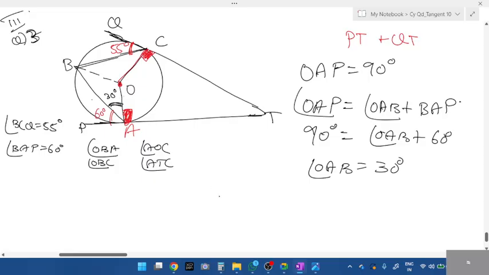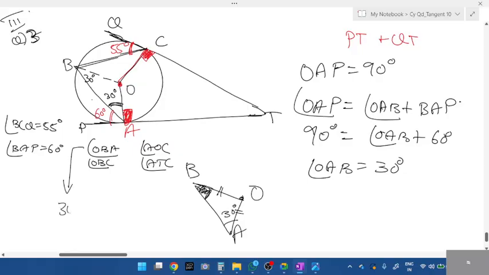We need to find OAB. Look at OAB. I've taken this separate diagram. OAB. What is OB, students? In terms of the circle, what is OB? Radius? Yes. If OB is radius, what about OA? These two angles are the same. Then what about this angle? 30 degrees. All of you understood? If this is 30, students, we got the first answer, 30.